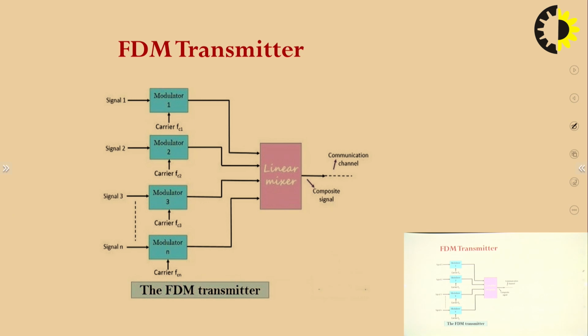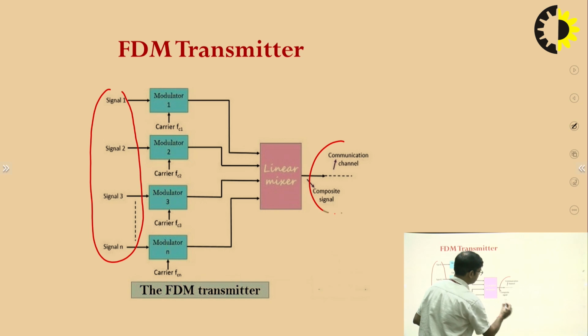This is the block diagram representation of an FDM transmitter. Here we can see that at the input end, at the transmitter end, we have n signals. There are n different message signals which need to be transmitted over a single line. This is our single line.